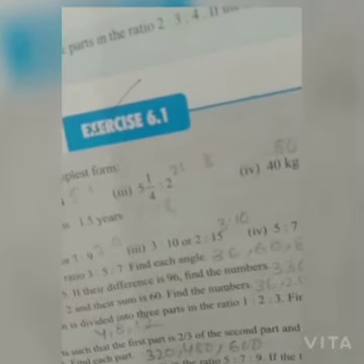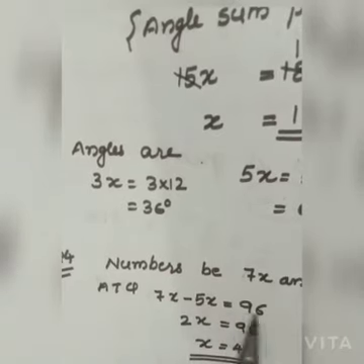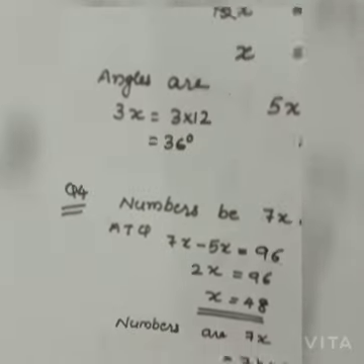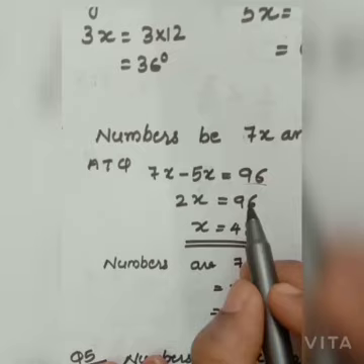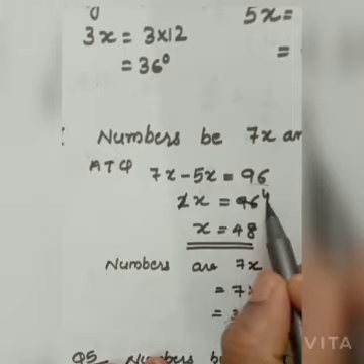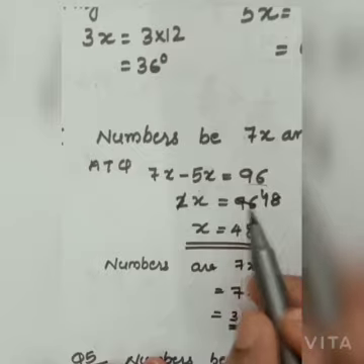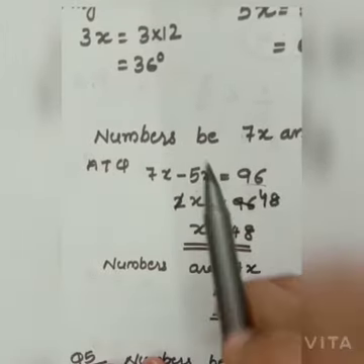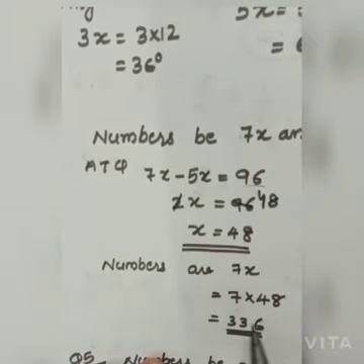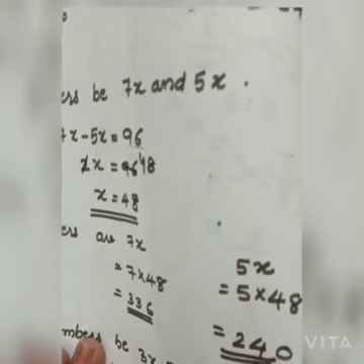Find the numbers. According to the question, we can write 7x minus 5x equal to 96. 2x equal to 96. x equal to 48. How are you getting x equal to 48? 2 table, you cut out 2 and 96. 2 4s are 8, 2 8s are 16. Otherwise, multiplying by 2 here means divided. Numbers are 7x and 5x. In place of x you put 48. 7 into 48, 336, and 5x equal to 5 into 48, 240.